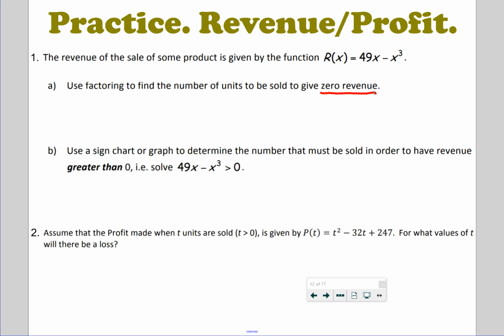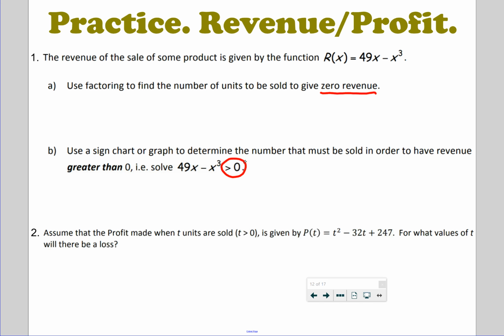And then part B, use your sign chart with your number line to determine when it's going to be greater than 0. So you can use the breaking points, plug in your test values, and figure out when it's greater than 0. Number 2, assume that there is profit when T units are sold, when T is greater than 0.